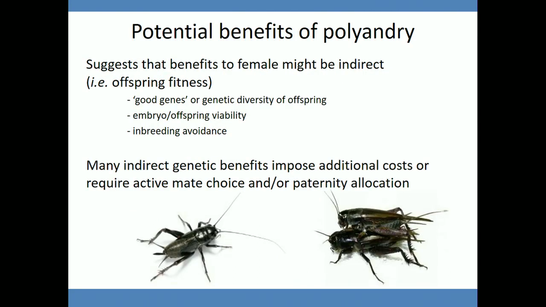So this suggests that the potential benefits of polyandry might be indirect rather than just increased fitness of the focal female. There have been numerous indirect genetic benefits that have been proposed, but many of them impose additional costs or require some form of active female mate choice with respect to her initial mate versus any additional males that she encounters in the population.